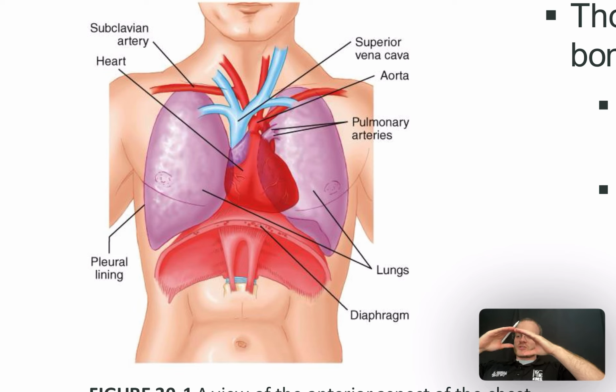And so when it contracts, when muscles contract, they get smaller. And so when it gets smaller, it goes like this and it sucks air in. And when it relaxes, it pops back up to that dome shape. And so that is the diaphragm. That's the main muscle of breathing.